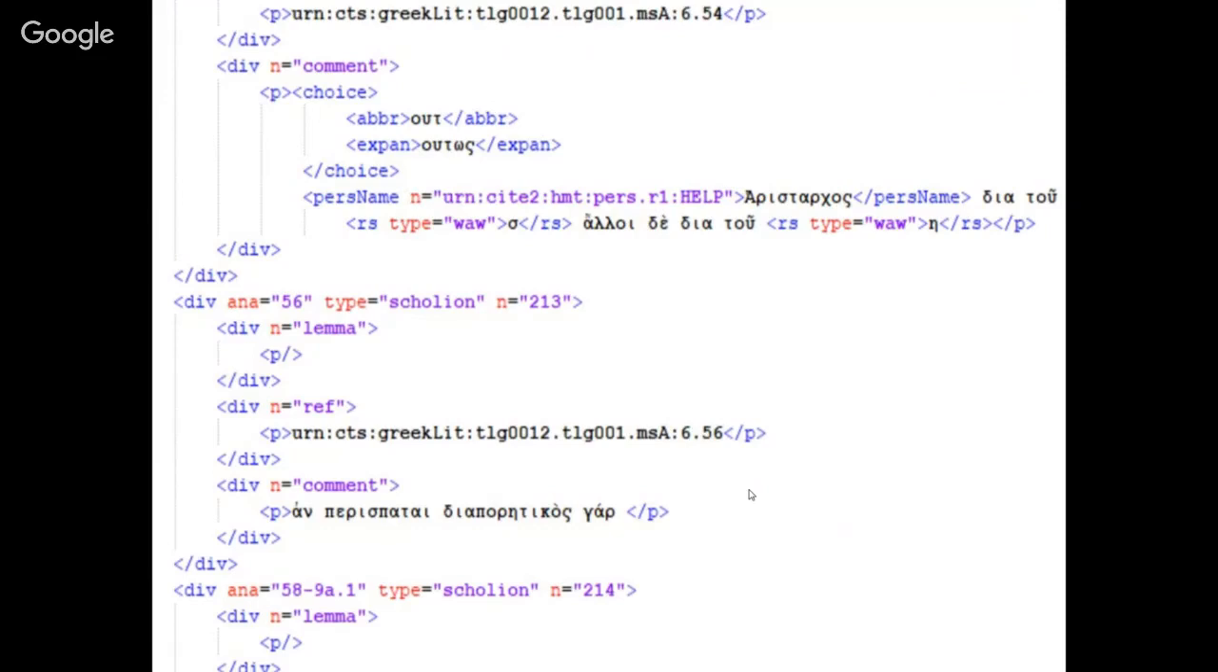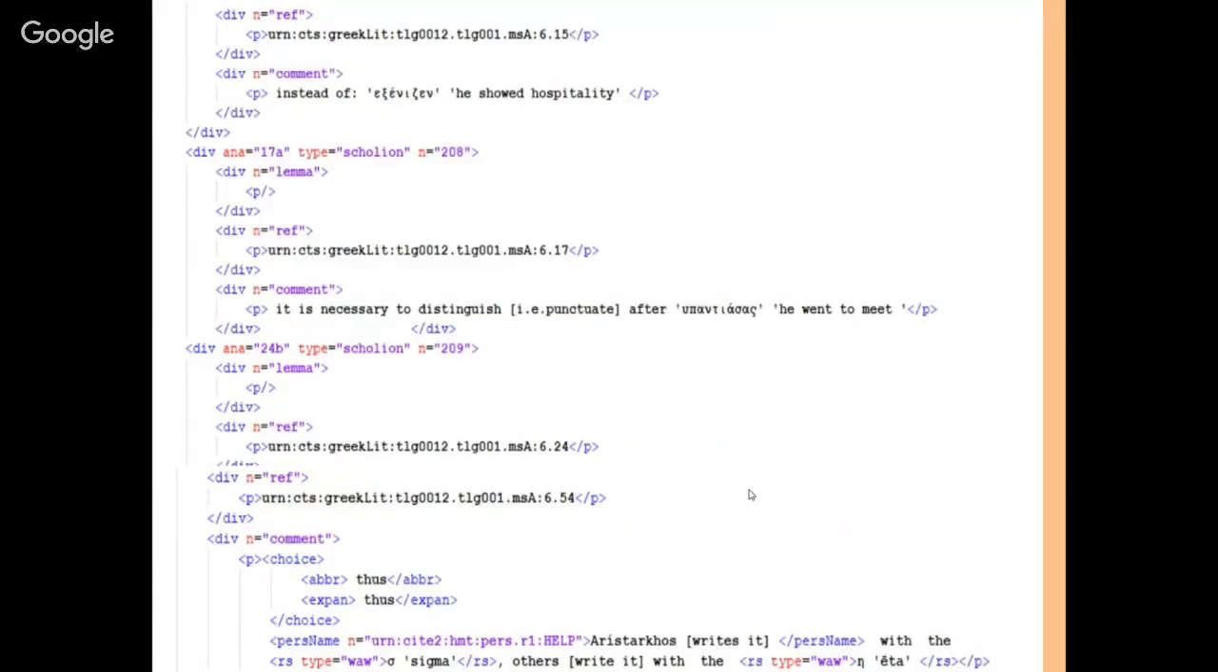And the translation that I propose for this scholion is the following. Thus, as you see, I don't do things that imitate the absence of a syllable in the Greek text, so I said simply thus. Thus, Aristarchos writes it with the sigma, others write it with the eta.